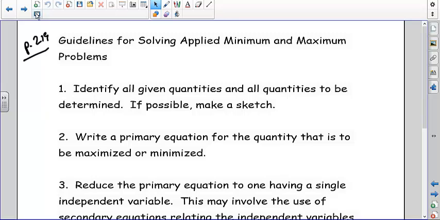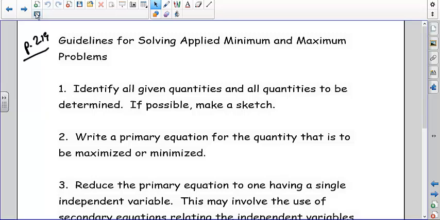Most optimization problems have what's called a primary equation, and that involves the variable that you're trying to minimize or maximize. So if you're trying to minimize area of something, or let's say maximize surface area given a volume, the quantity you're trying to maximize is the surface area. And that can be a function of radius. It's usually a function of the dimensions of the circle or the sphere.